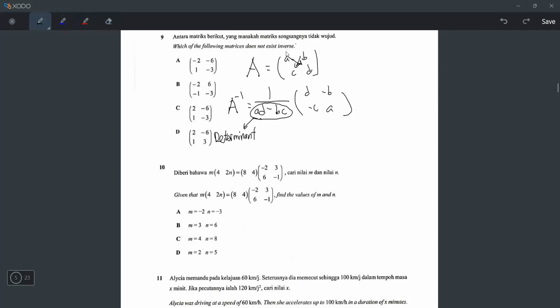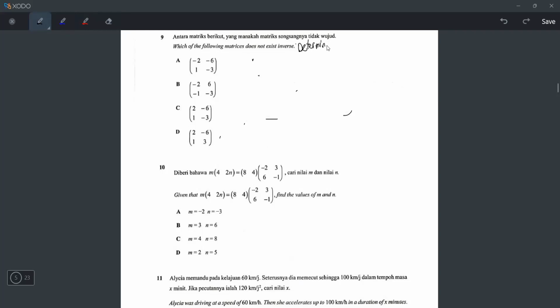So if they say which of the following matrices does not have an inverse, it means which of the following has a determinant of 0. That's what they are asking. So what I do is I will erase all these things. I don't even have to do the full steps. I just have to find the determinant, which is AD minus BC. If AD minus BC equals 0, it means this matrix does not have an inverse. Because if the denominator, AD minus BC, is 0, then you can't find the inverse.